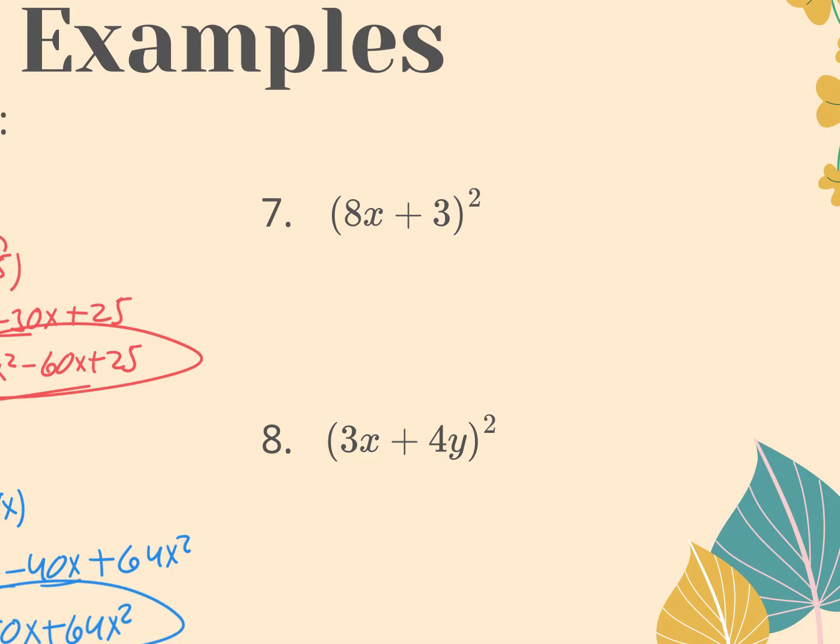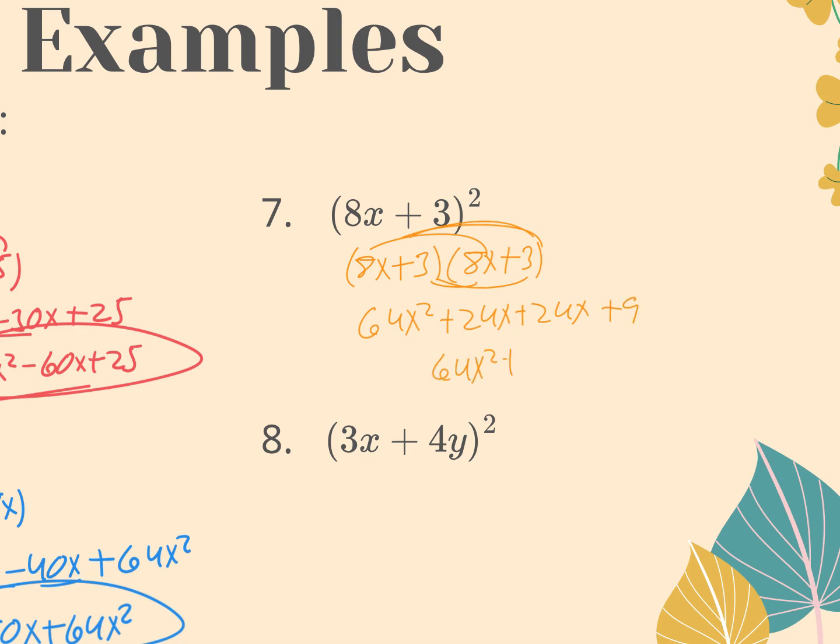I'm going to write it twice and FOIL it. So 8x plus 3 times 8x plus 3, and then you FOIL it. 8x times 8x is 64x squared. 8x times 3 is 24x. Inner times the inner is another 24x, and last times the last is the 9. So I get 64x squared plus 48x plus 9 when you combine like terms.